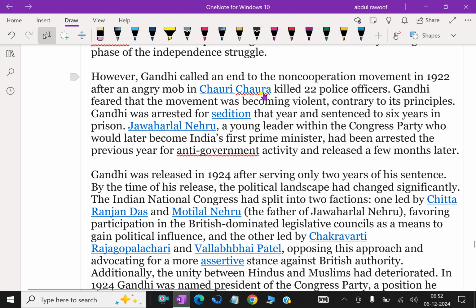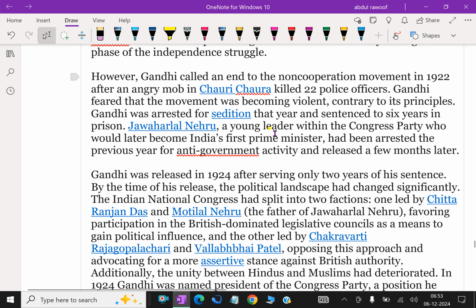However, Gandhi called an end to the non-cooperation movement in 1922 after an angry mob in Chauri Chaura killed 22 police officers. Gandhi feared that the movement was becoming violent, contrary to its principles. Gandhi was arrested for sedition that year and sentenced to 6 years in prison.